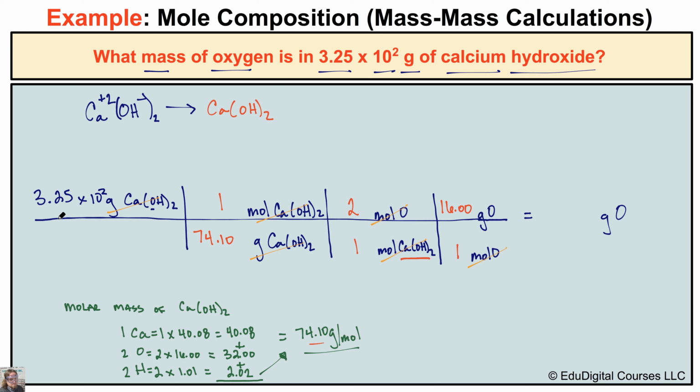So now we just start from the left here with this number. We work our way from left to right. If we come across a number other than 1 in the denominator, we're going to divide. If we come across a number other than 1 in the numerator, we're going to multiply. So we're going to take 3.25 times 10 to the second. We're going to divide that by 74.10. We're going to multiply by 2 and then multiply by 16.00, and our final answer is going to be 140.